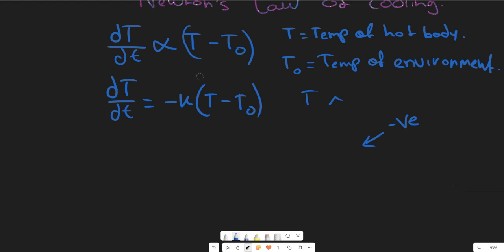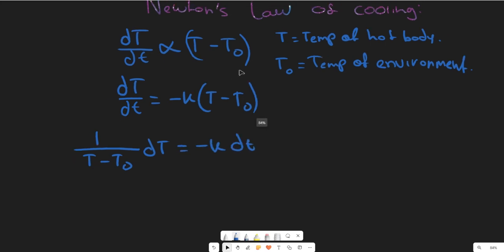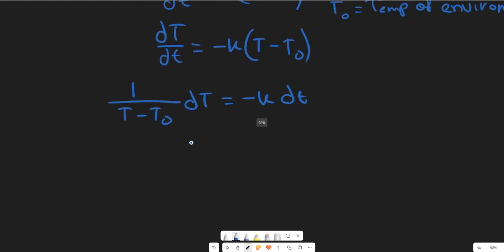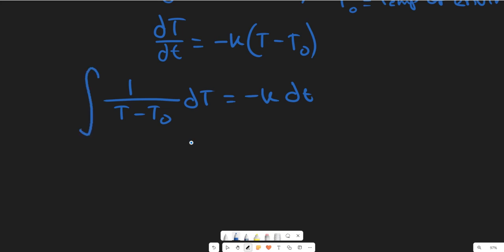And so to solve Newton's law of cooling, we can start by separating the variables, right? We're going to divide both sides by T minus T0 and take this dt to the other side. So we're going to get 1 over T minus T0 dT is equal to negative k dt, right? And now let's go ahead and actually integrate. Your next step is to integrate both sides, right?